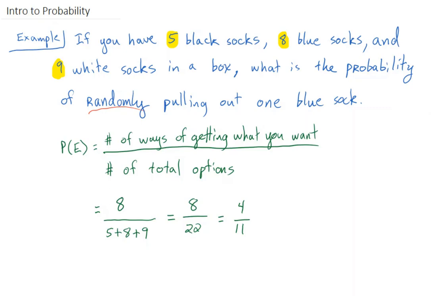Hopefully that gives you a sense of what probability is and how to come up with it in these simple cases. So go ahead and give a few of these a try and see how you fare.